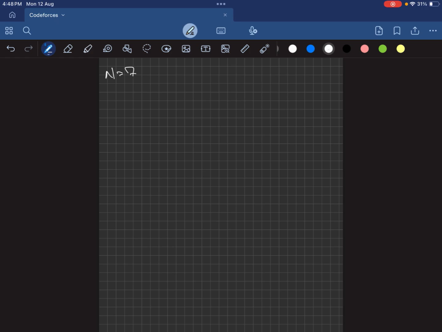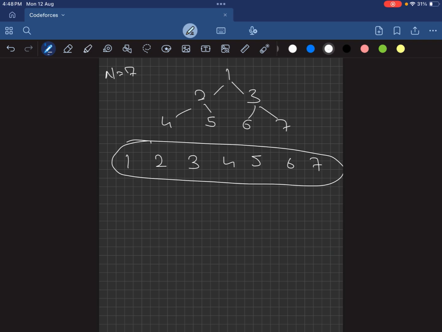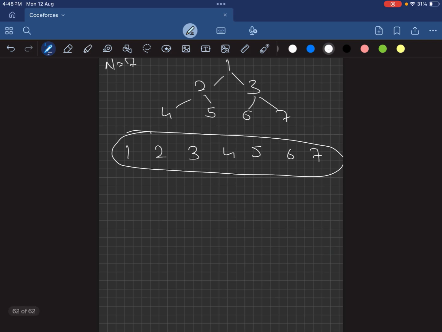When n is equal to 7, in this case the tree will look just like how we drew earlier, and we are given the permutation. Initially the permutation is 1 2 3 4 5 6 7. Now since this is a complete binary tree, what can we infer from this permutation? From this permutation we can definitely find out that 1 will be at the top. Who are the children of 1?